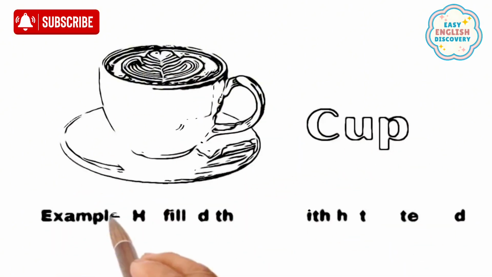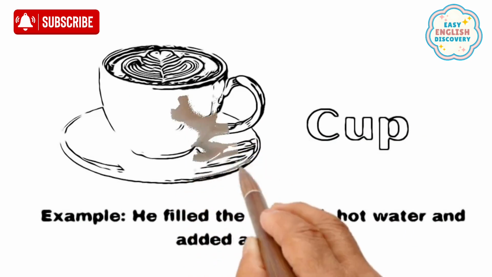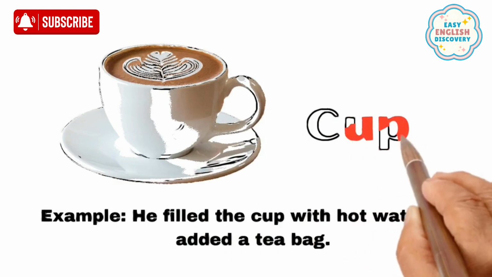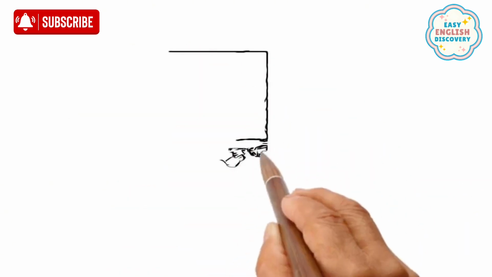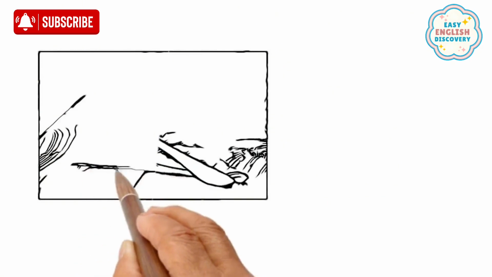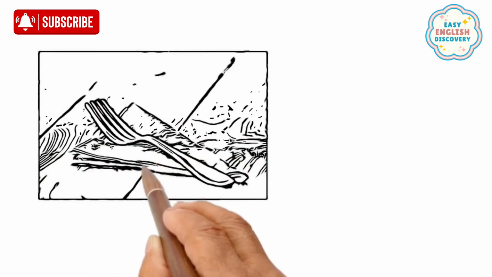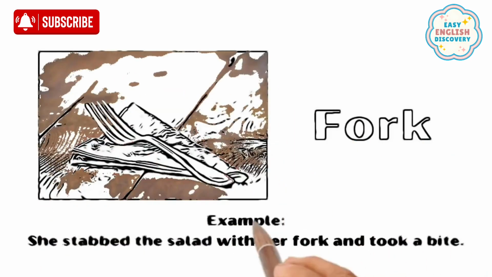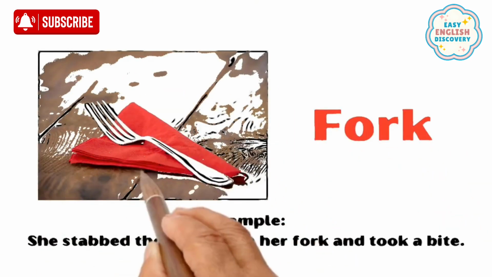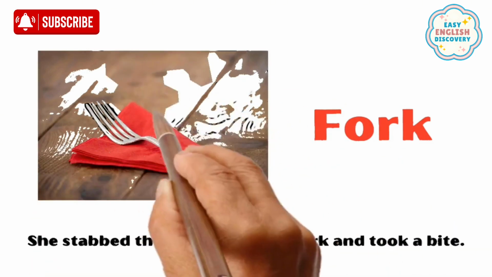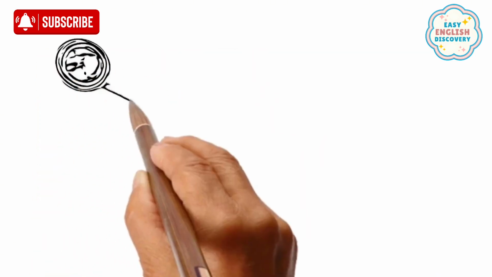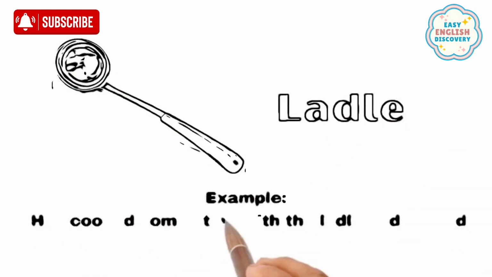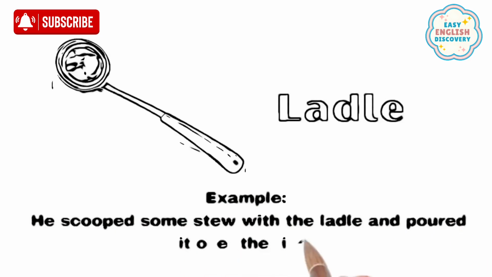Cup. Example, he filled the cup with hot water and added a tea bag. Fork. Example, she stabbed the salad with her fork and took a bite. Ladle. Example, he scooped some stew with the ladle and poured it over the rice.